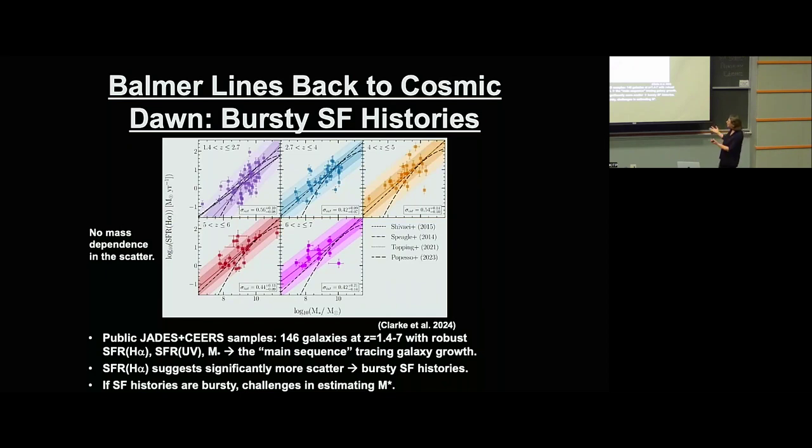Okay, so our particular angle is to construct this relationship of star formation rate versus stellar mass using different indicators.